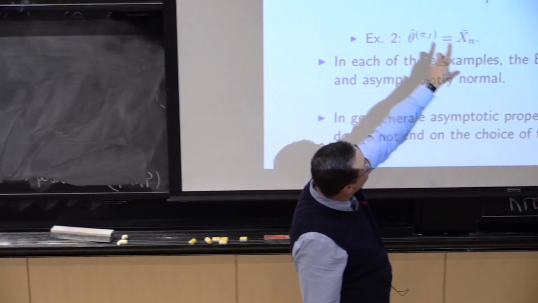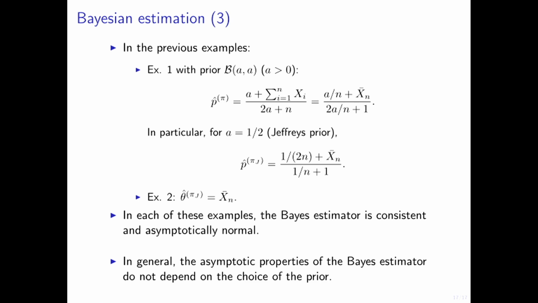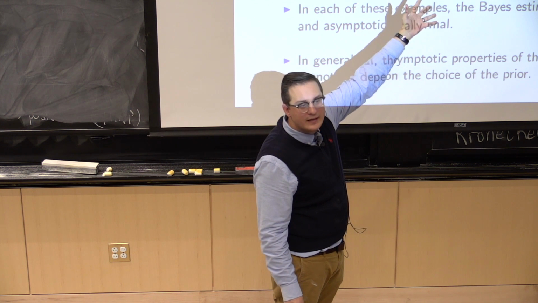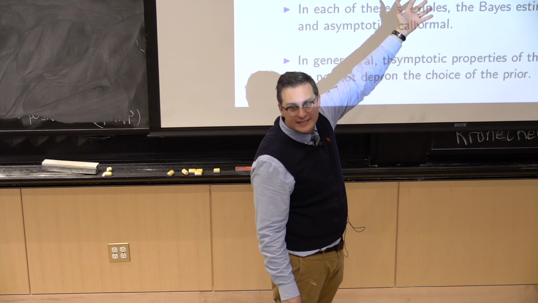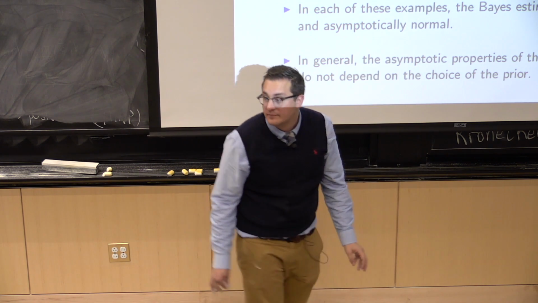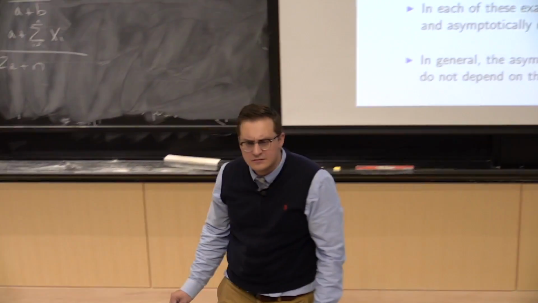What you can see, the reason why this thing has been divided, is that you can really see that as n goes to infinity, this thing behaves like xn bar, which is our frequentist estimator. The effect of the prior, which is completely captured by A, is going away as n goes to infinity. Is there any question?